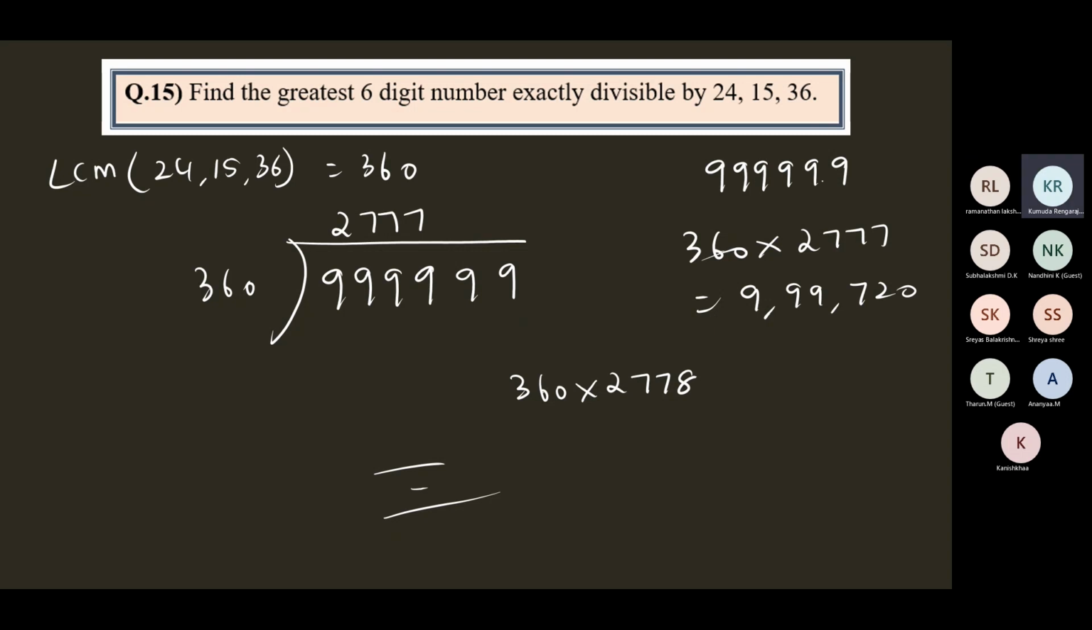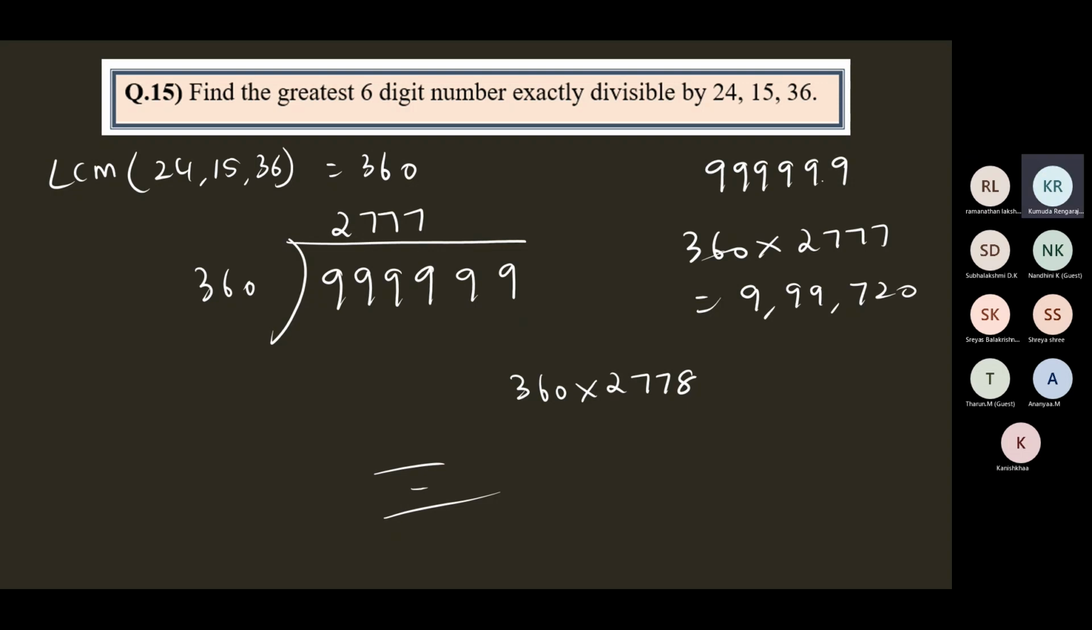What is LCM? LCM is the smallest number that is divisible by 24, 15, and 36. 360 is the smallest number that is exactly divisible by 24, 15, and 36. There is no number smaller than 360 that is divisible by all these three numbers. That is what is LCM, least common multiple. The smallest common multiple of these three numbers.